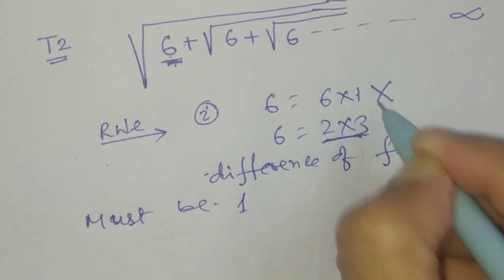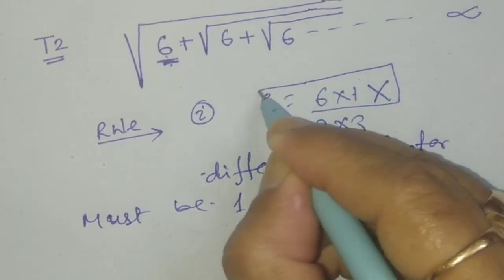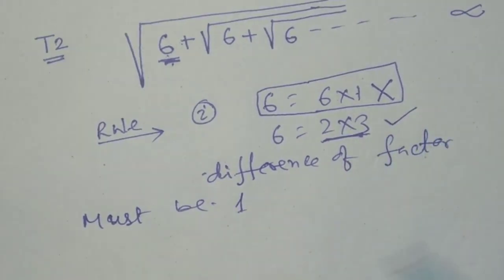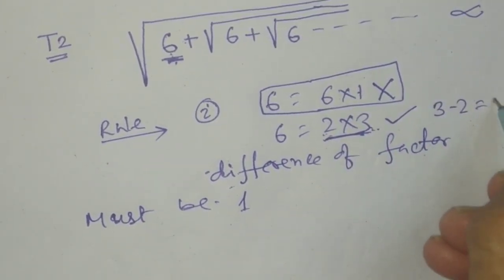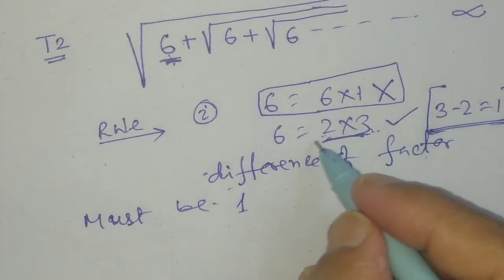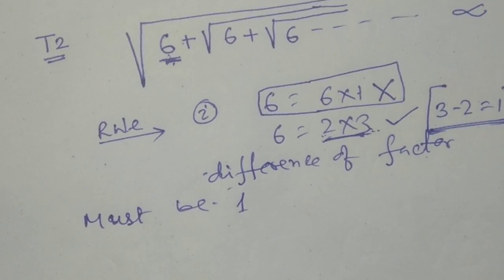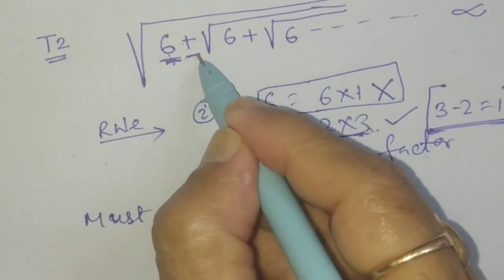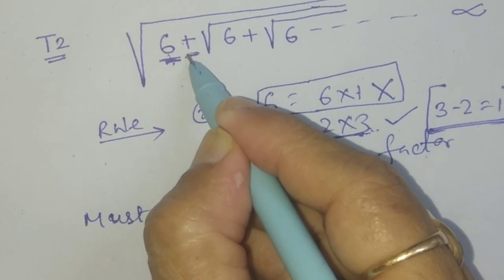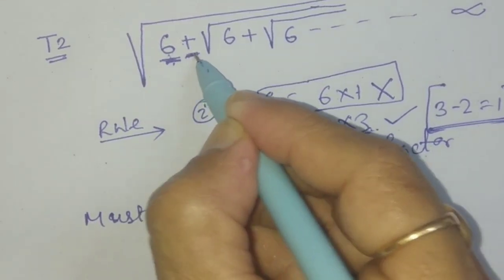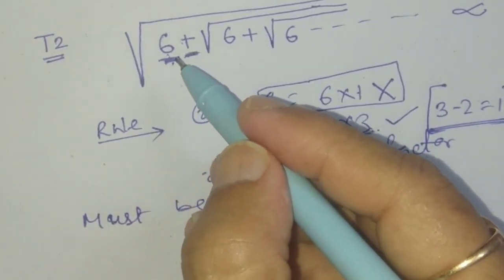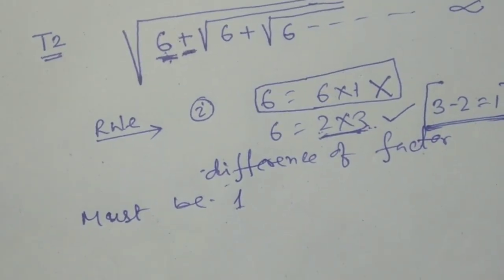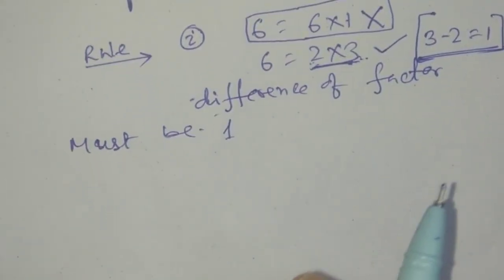So eliminate this. We can say 6 equal to 2 into 3 because the difference is 3 minus 2, 1. So we consider this. And next is, if the sign is plus or positive, or it may be negative, I will show you both. Then what is the formula here? The formula is very easy. Remember this formula.